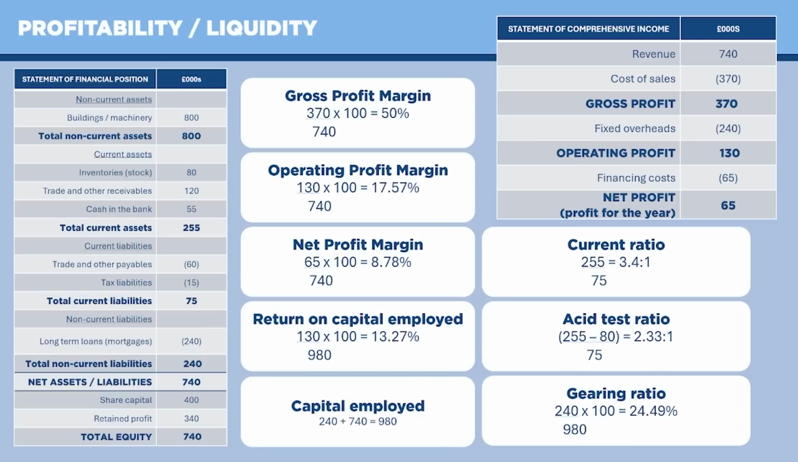So these are the answers. Hopefully you got them right. Gross profit margin is 50%. Operating profit margin 17.57. Net profit margin 8.78. ROCE is 13.27. Current ratio is 3.4. Acid test ratio is 2.33, and gearing ratio is 24.49. These figures kind of really mean nothing because I've just made them up for the sake of these practice calculations, but doing the calculations will definitely help.